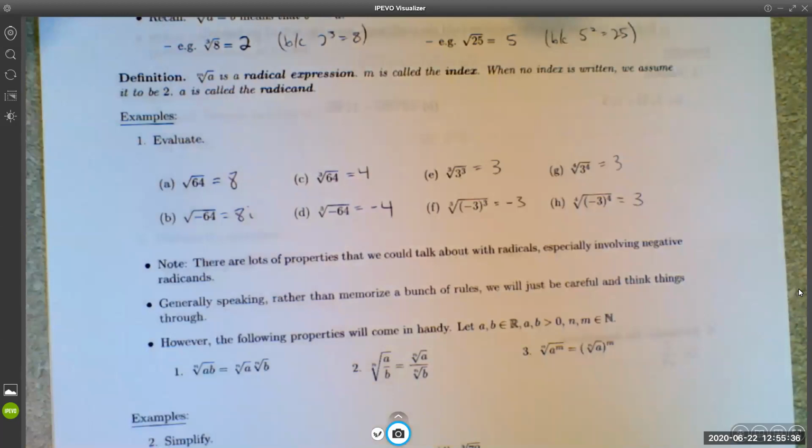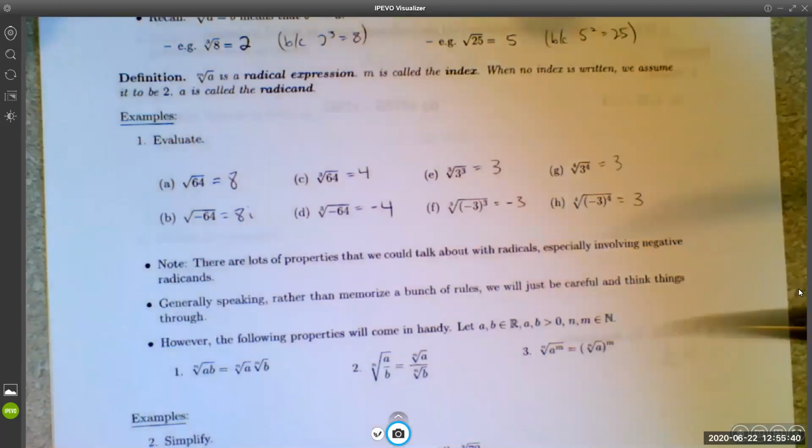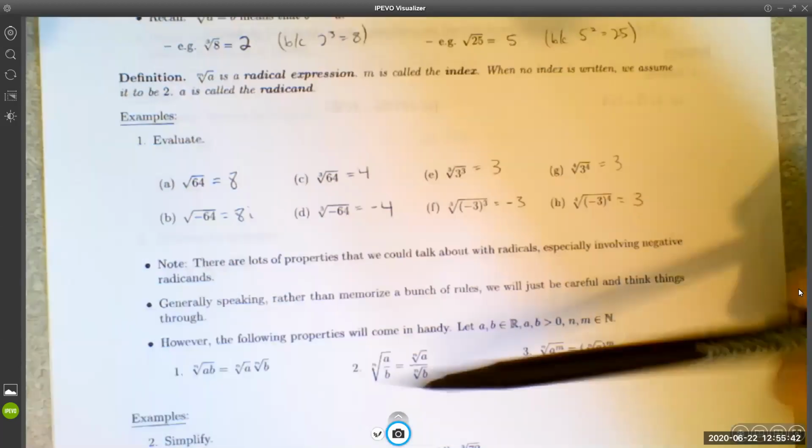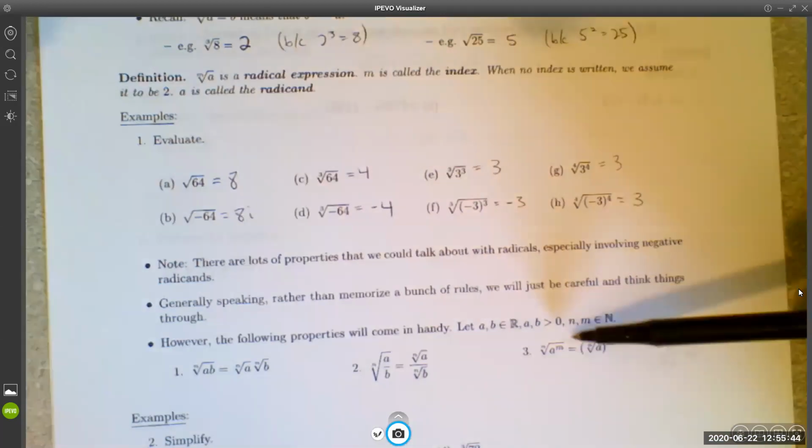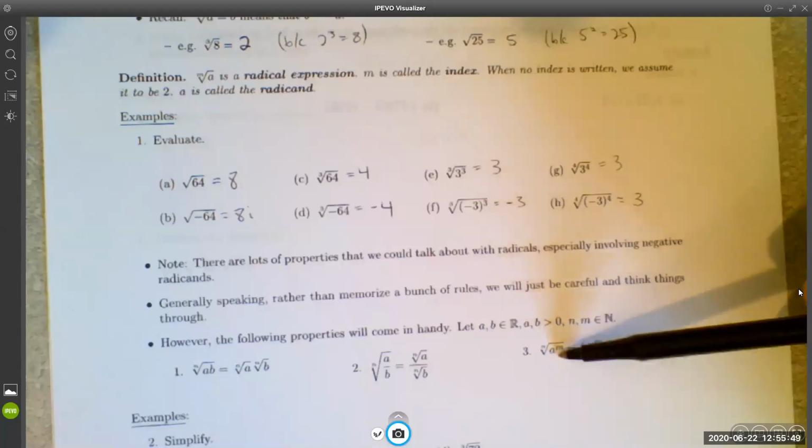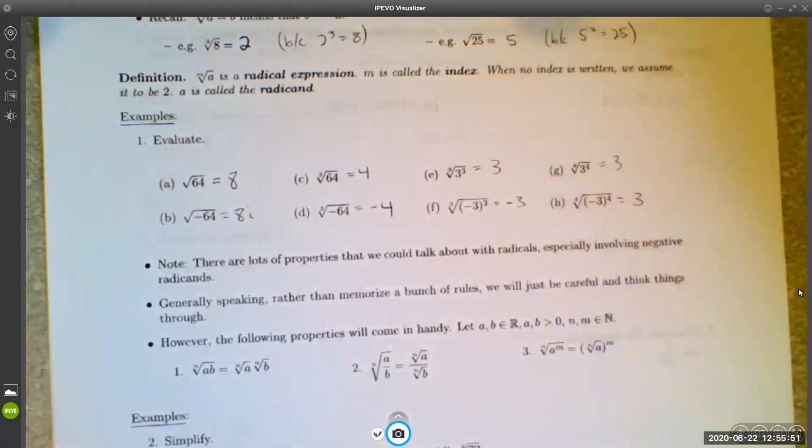And then the other thing is when you have exponents and radicals, the way that they interact is that the order doesn't matter. You can take the nth root of a and then raise that to the nth power, or the other way around, right? You're going to get the same answer either way. There are some slight details where that's not true, but as long as we're thinking these things through carefully, we're not going to run into any kinds of issues.